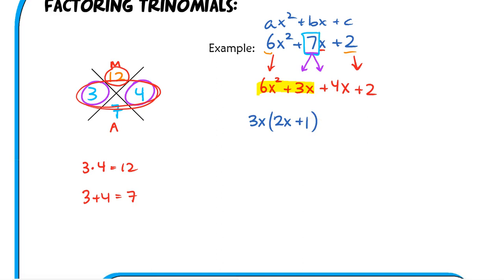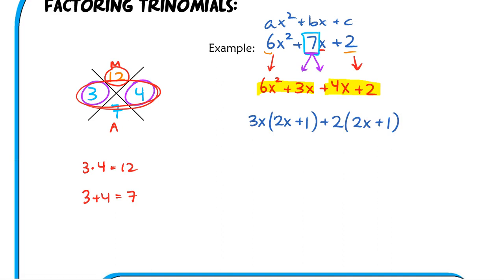So now I move on to the next set of terms, 4x and 2. I'm going to pull out the GCF here, which is positive 2. Okay, and then I'm going to take out that 2 from 4x. That leaves me with 2x. Take out 2 from 2, and I'm left with a positive 1. So we're always dividing. When I say take out, I mean dividing.